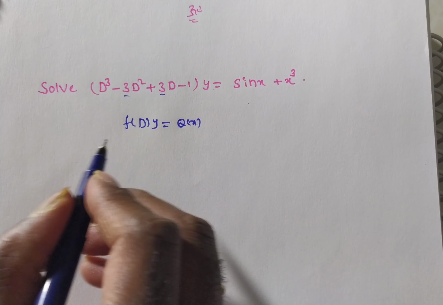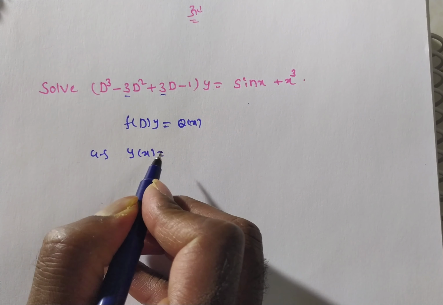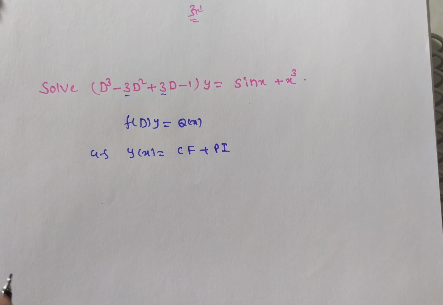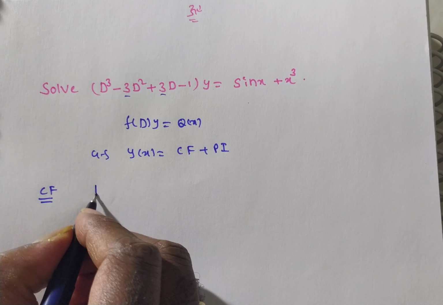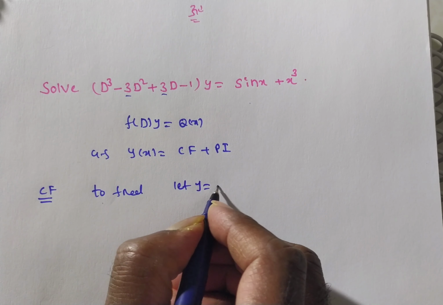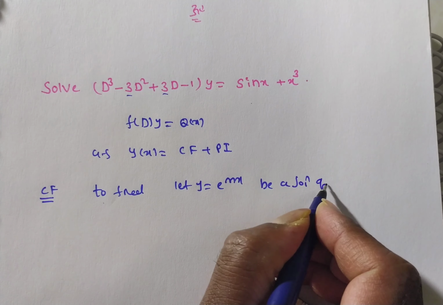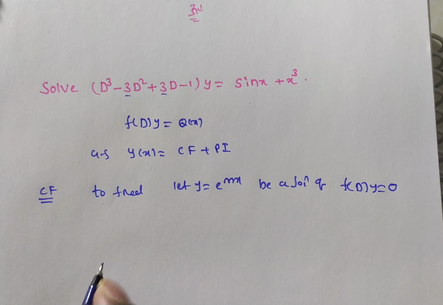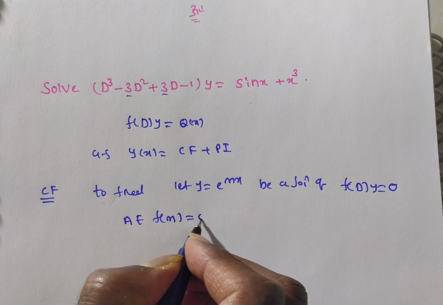Now the general solution for f of D into y is equal to Q of x is y of x equal to complementary function plus particular integral. So first we have to find the complementary function. To find the complementary function, let y is equal to e to the power of mx be a solution of f of D into y is equal to 0. Then we will have the auxiliary equation f of m is equal to 0.